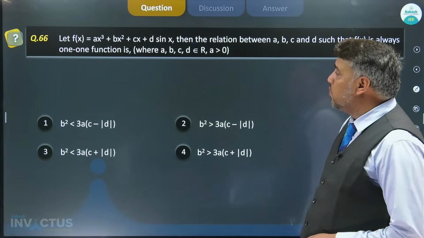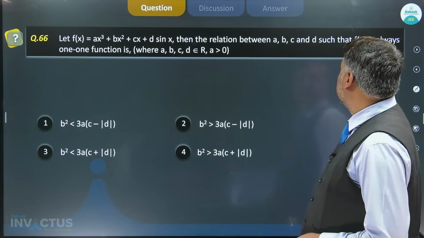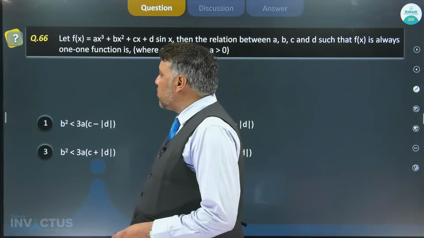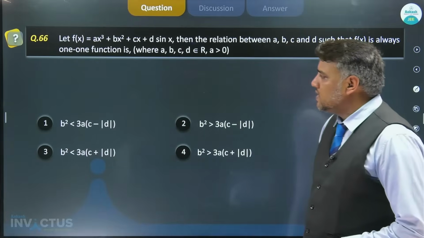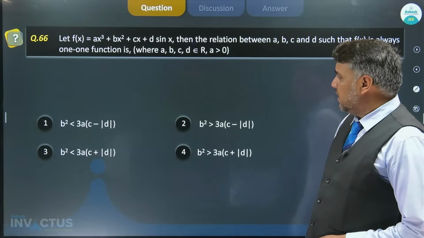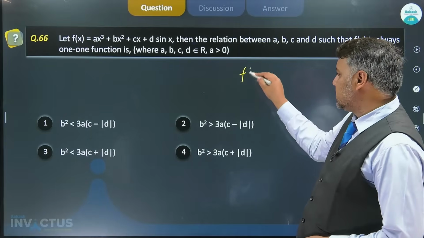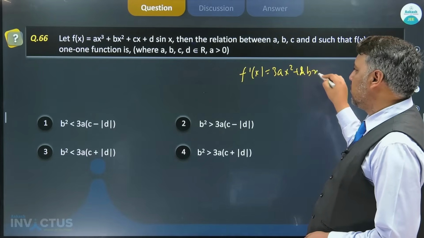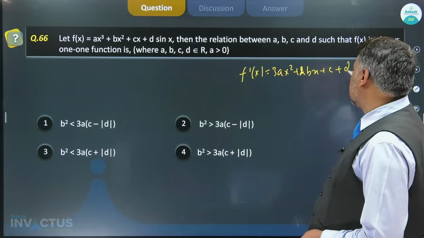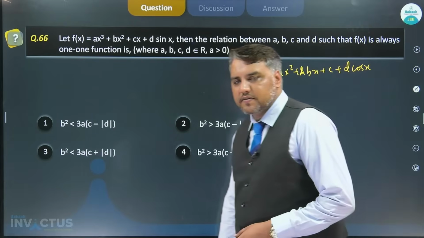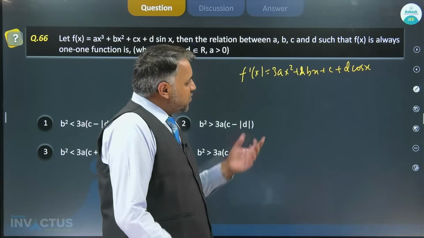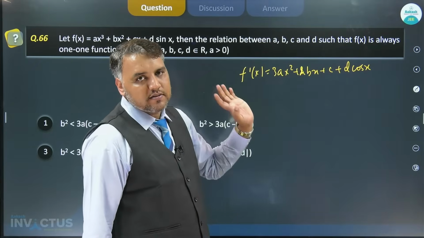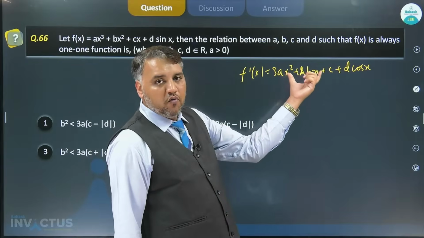Okay, now there is a cubic and we have to find a relation between a, b, c, d such that f(x) is always one-one. So the cubic is one-one. That means this is monotonic, either always increasing or always decreasing, strictly increasing or decreasing. Now a is positive. So f'(x) will be 3ax² + 2bx + c + d cos x. There is one more term of sin x. Okay. Now a is positive. That means this quadratic can never be negative for all real x.